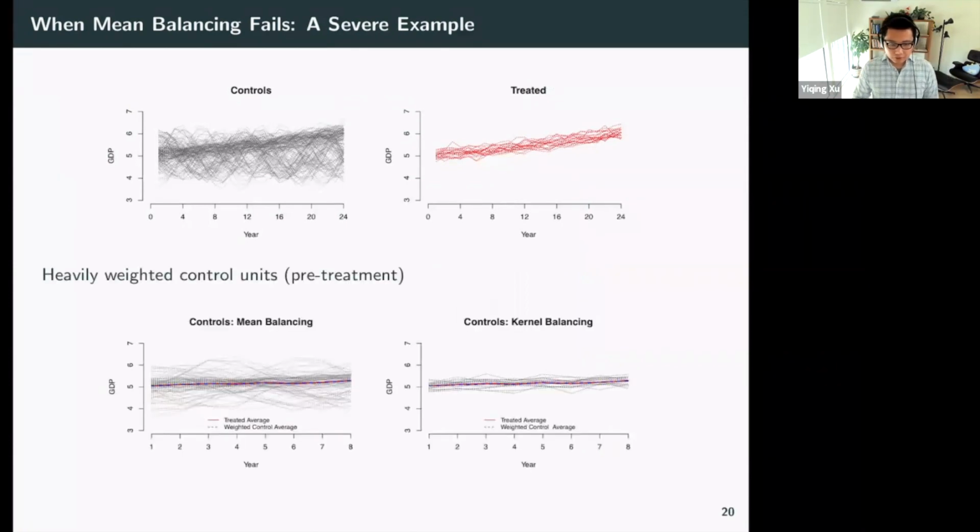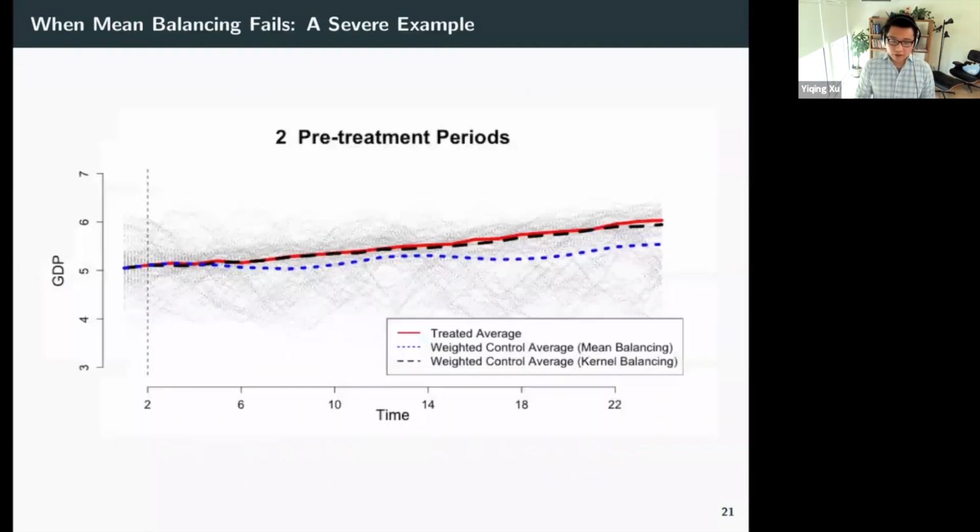If you use mean balancing, you will have almost perfect balancing, but the green lines show you the heavily weighted control units. With kernel balancing, you would find basically the type of DGP that is similar to the type of DGP in the treated unit. So it will not only balance on the means, not only get the means right, but also get the distribution of the trajectory right.